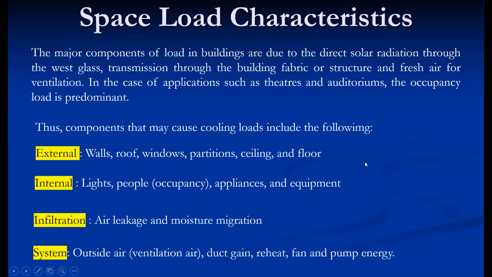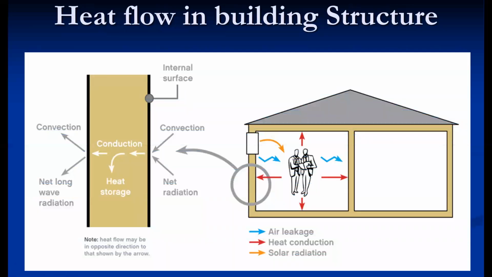Now in this particular topic, we mainly focus on the external load, that is the building transmission load. So this is a typical picture of heat sources for a building from outside: convection through air leakages, that is the infiltration load, heat conduction through walls, and solar heat radiation. These are the different components of external load.